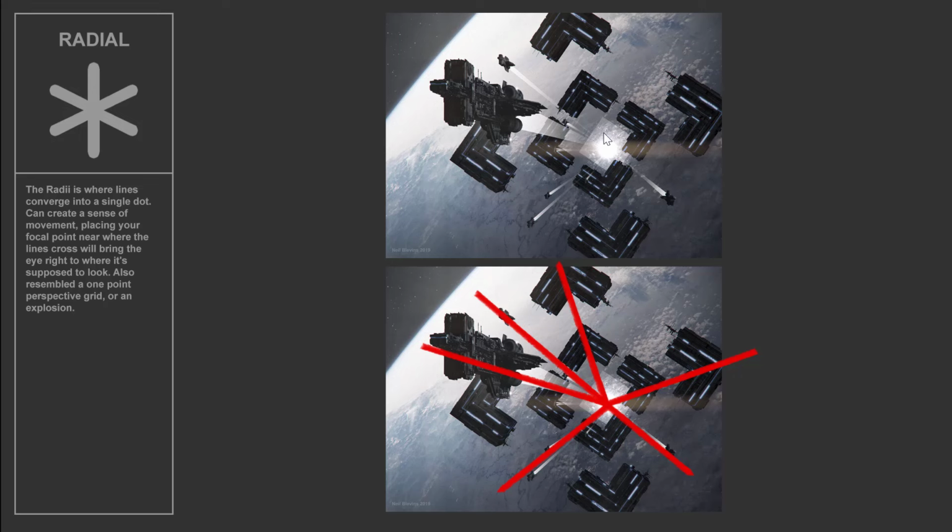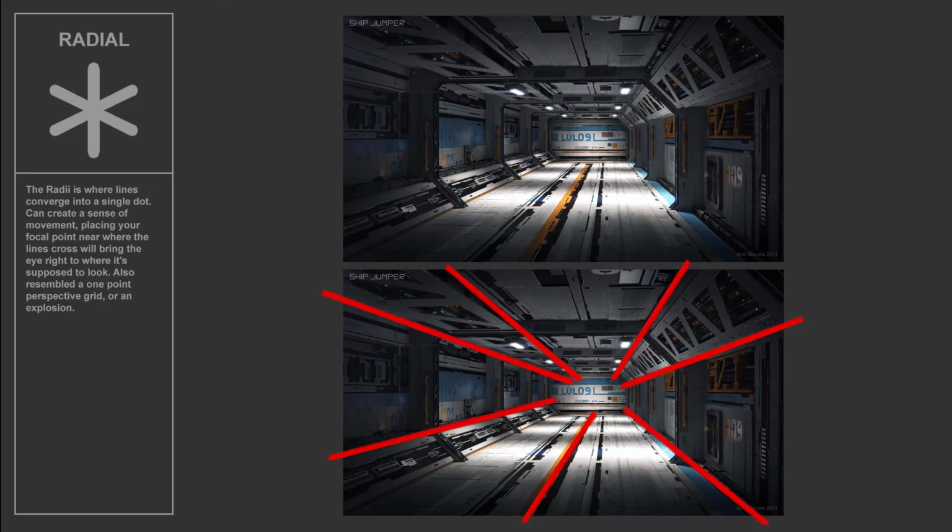So you can see here, this is a warp gate that these ships are coming out of, and to really enhance the radii, I actually created trails from all the different spaceships, so jet engine trails, and they all kind of explode from this one point in the center. And then here's another example.